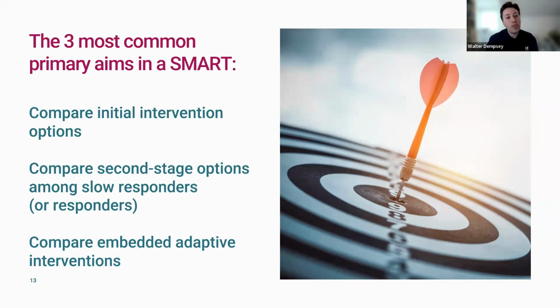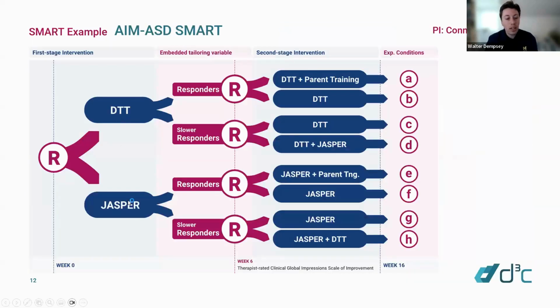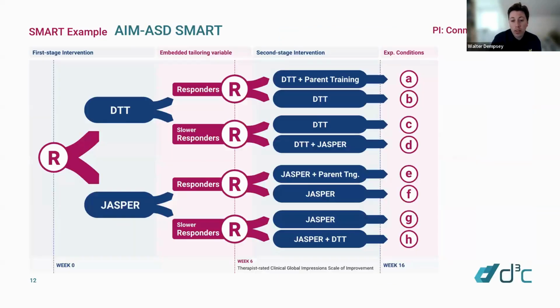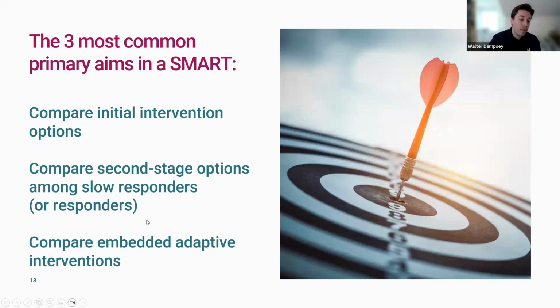And so the types of questions you're interested in with SMARTs are, I want to compare initial intervention options. I want to compare DTT to Jasper at this first round. The second type of question is, I want to compare second stage options. I want to know for non-responders, which option was better? Was it better to just continue with what we had them on initially, or was the augmentation strategy a better thing to do? And finally, I want to compare embedded adaptive interventions. And we'll talk about what I mean by embedded adaptive interventions in a second.